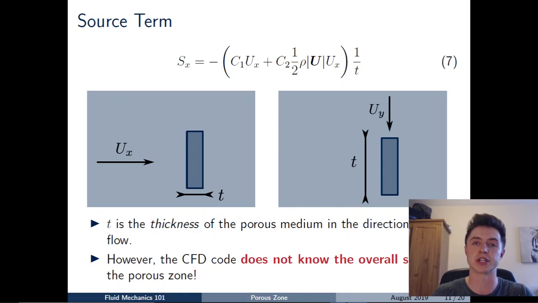Now that we understand this treatment, what we see is that there's a problem generated for the CFD code, which is that the CFD code doesn't know the overall shape of the porous zone. It may know the local thickness of the cell, however, it doesn't know the thickness of the porous zone because there may be 3 cells across the porous zone, there may be 10, so the CFD code does not know the overall shape of the porous zone, and so we have to do something clever so that we can still apply this source term to the Navier-Stokes equations.